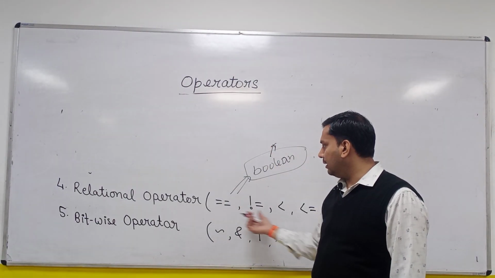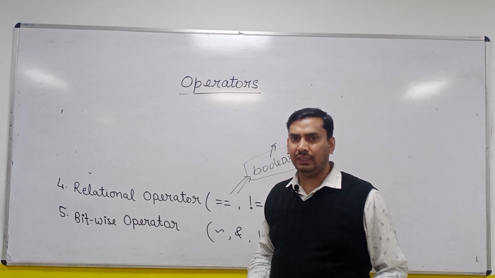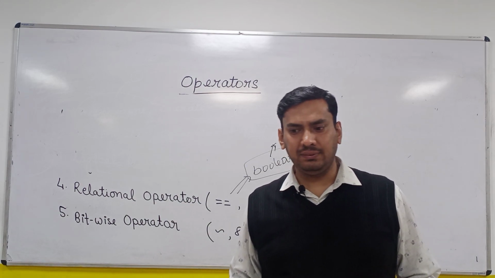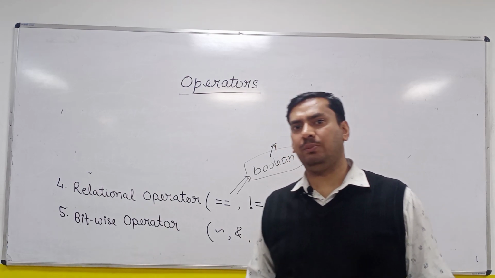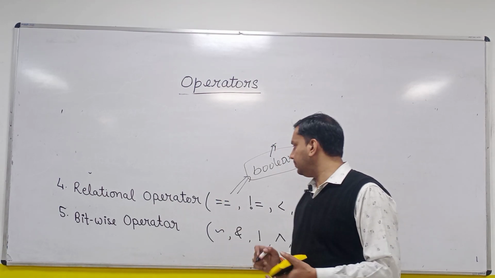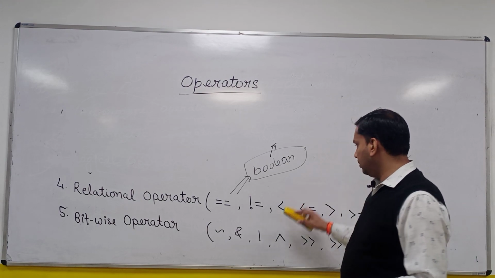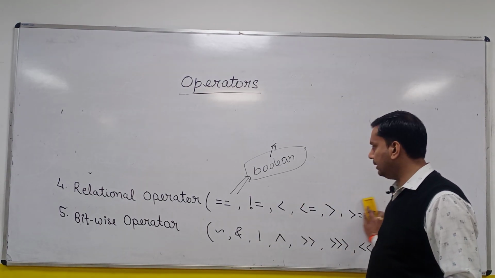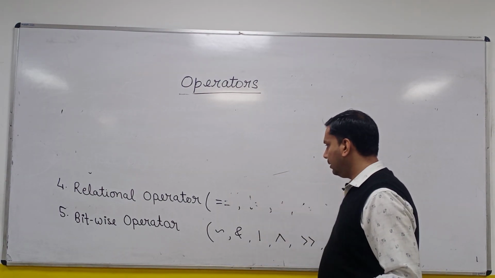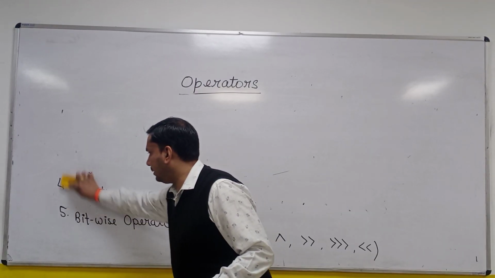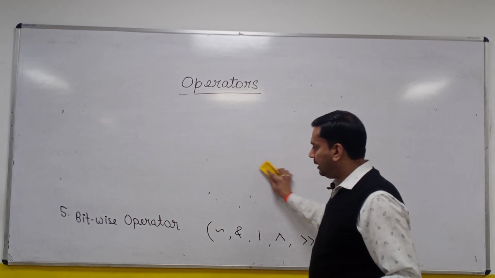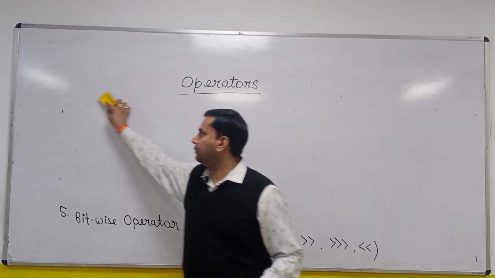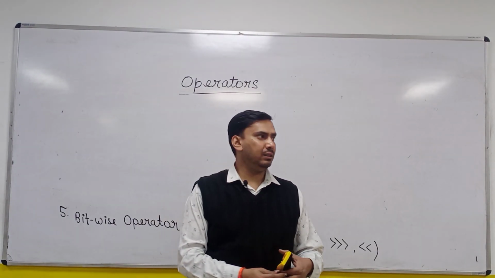So this relational operator is generally used in if, else if, and we use it inside loops also. So these relational operators are used in those cases. So this is your relational operator. Now we have bitwise operators. A bitwise operator is something which works with the bits, right?